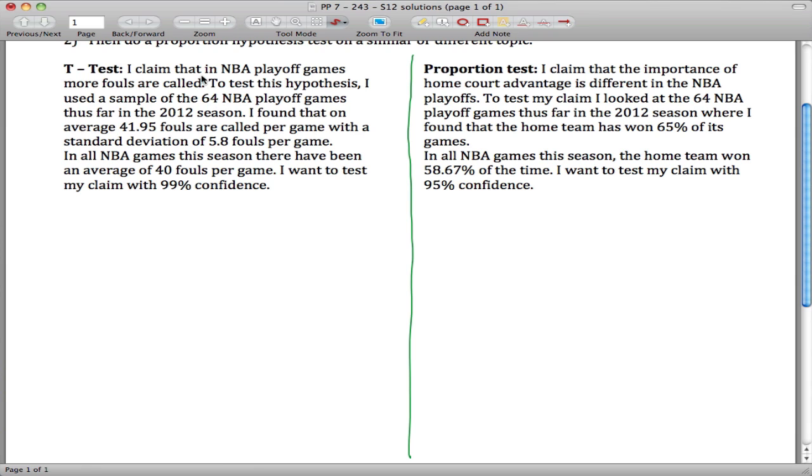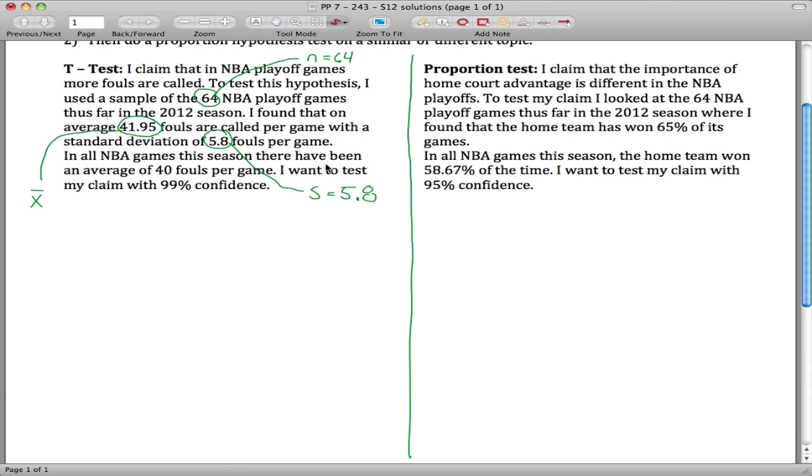Over here in the t-test, basically, what do we got? I claim that in NBA playoff games, more fouls are called. To test this hypothesis, I use a sample of 64 NBA playoff games. It tells us that n equals 64. Thus far in this season, I found that on average 41.95 fouls are called. This is in my sample, so 41.95 is my x bar, with the standard deviation of 5.8. The standard deviation is of my sample, so this tells me that S equals 5.8.